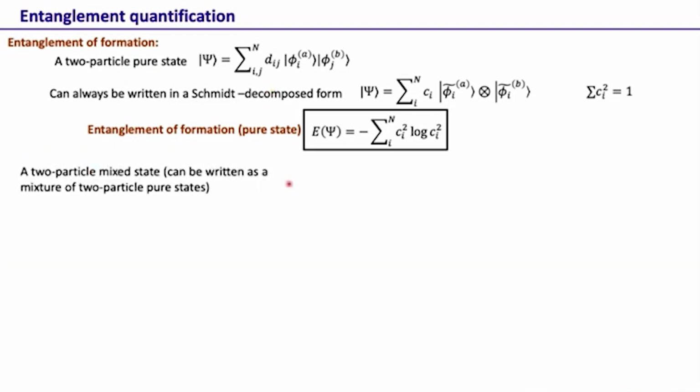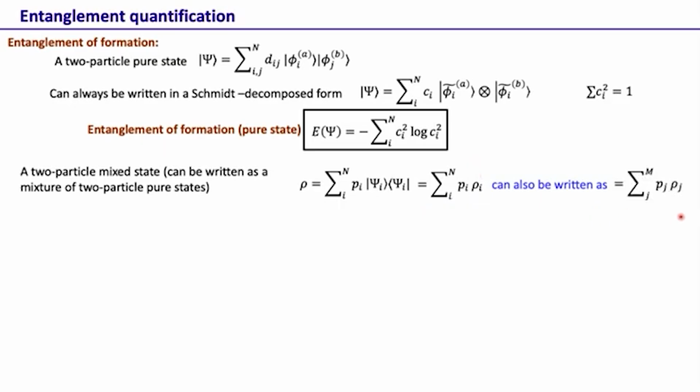But now let's look at how we do it for the entanglement of formation of a mixed state. We recognize that a two particle mixed state can always be written as a mixture of two particle pure states. Here, in n dimensional space, that is a unique representation in the sense of diagonalization, and the different psi i's are orthogonal to each other. But if we do not have the restriction of the psi i's being orthogonal, then it is no longer unique.